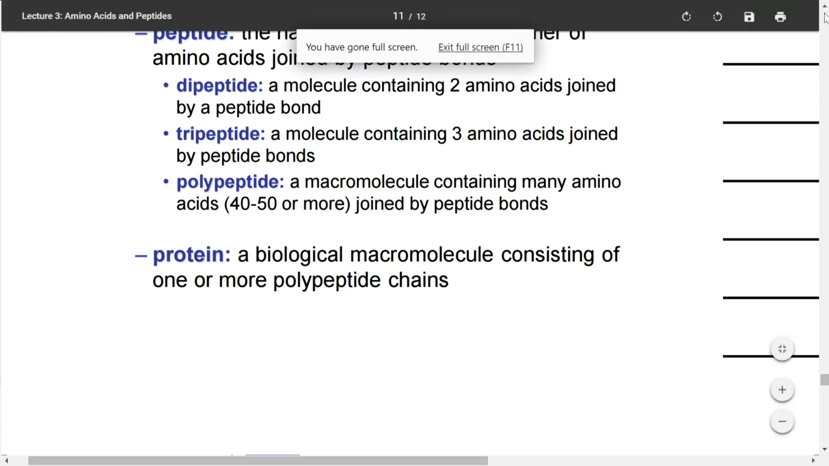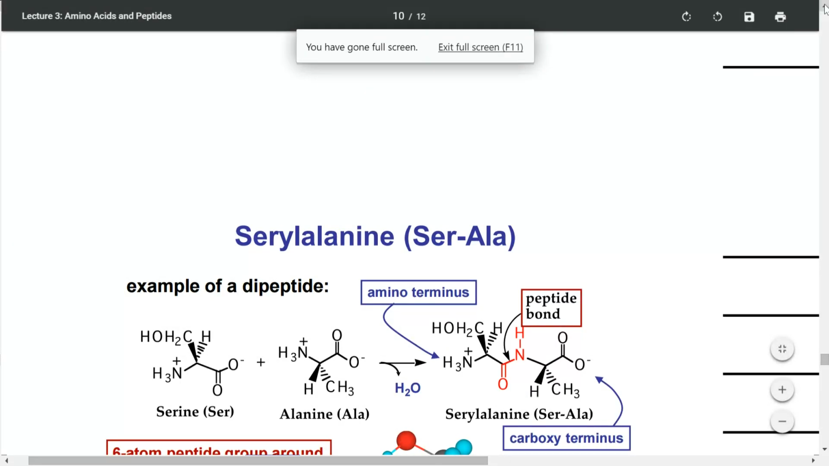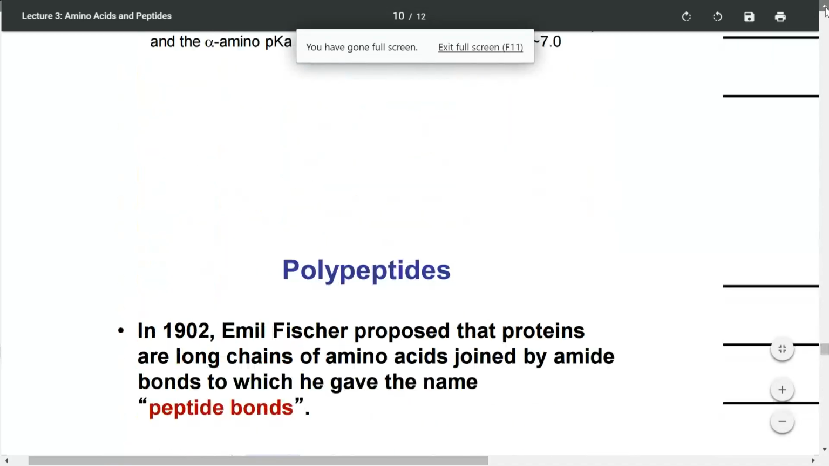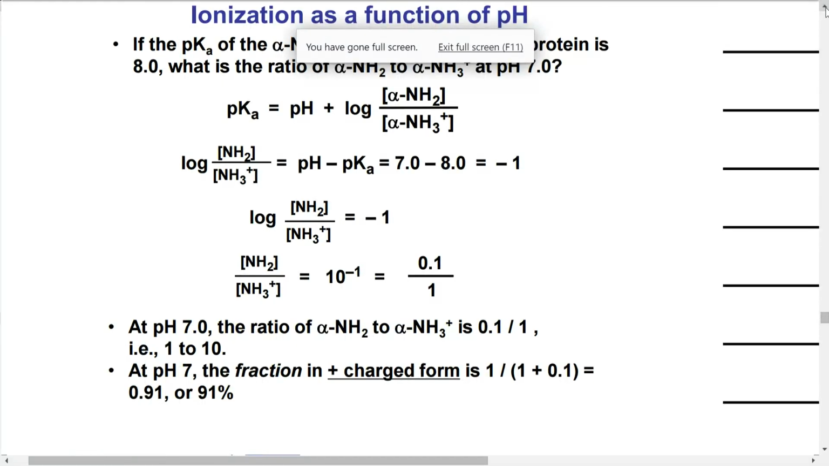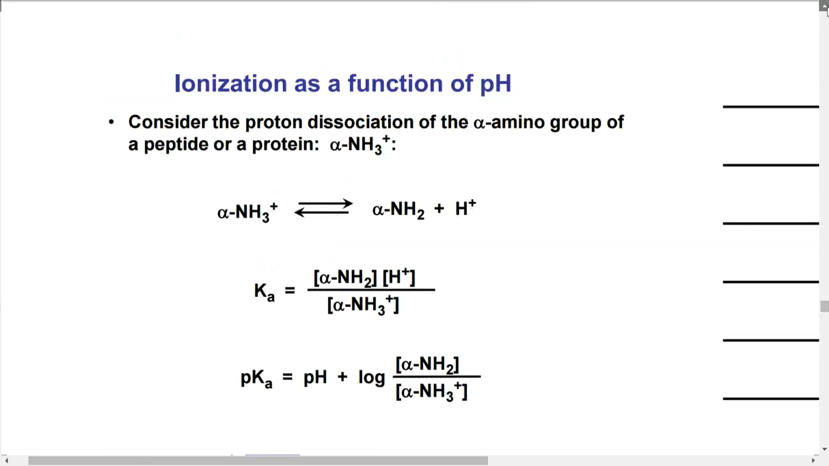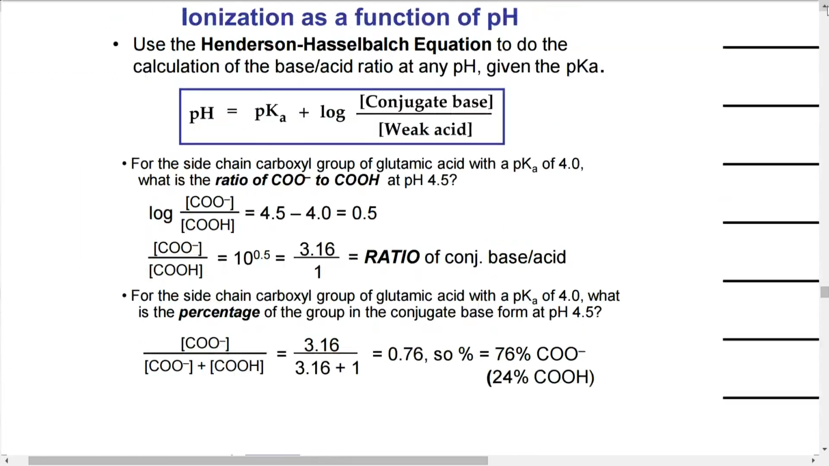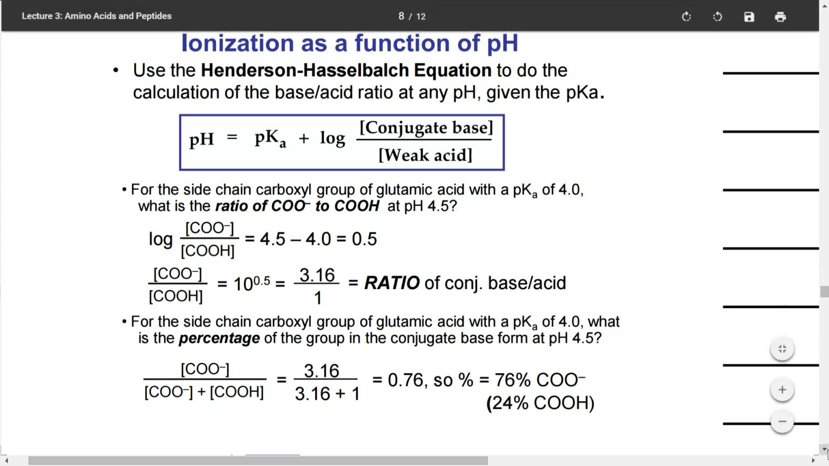Okay. So we could ask a couple of different things here. For instance, for the side chain carboxyl group of glutamic acid, which has a pK of 4, what is the ratio of the conjugate base to COOH at pH 4.5? Well, I just plug into the Henderson-Hasselbalch equation. I get that the log of that ratio is equal to 0.5. That's 10 to that number, and it comes out to be 3.16 to 1.